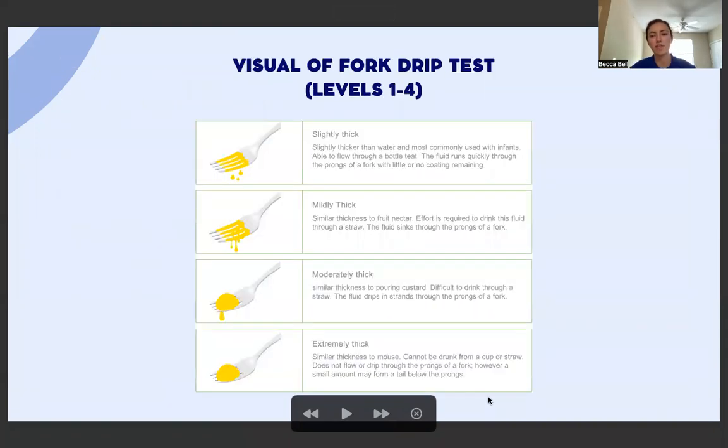I like this visual of the fork drip test because when I was talking about the levels, specifically 2 and 3, I believe the slightly thick level 1 and extremely thick level 4 are pretty easy to identify, because the slightly thick will drip right through, and the extremely thick sits on top of the fork. But for the mildly thick, we're looking for it to still drip through pretty easily, and then the moderately thick will leave strands through the fork tines.